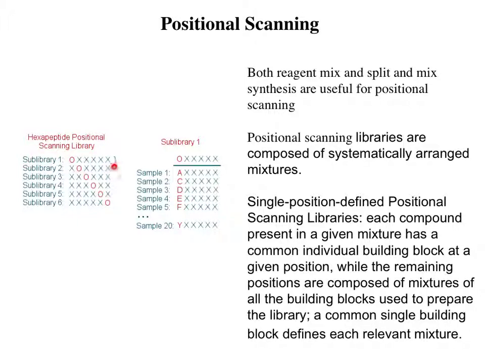So if we look at this sub-library, you can have a position that doesn't vary, with one amino acid, and then a random set of the other amino acids, randomized. So here you're having systematically an amino acid that you know, and then the rest is being varied.